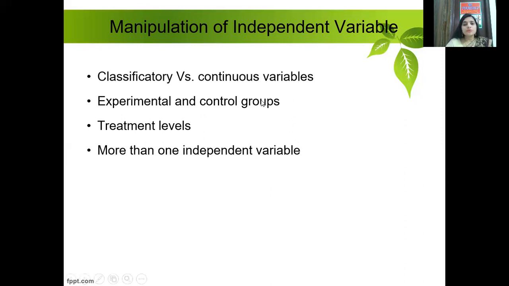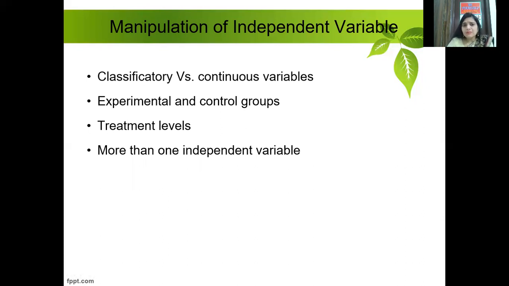Experimental and control groups. There are always two groups. One group is controlled and the other is experimental. The experimental group would always be manipulated, and that can sometimes be called independent, and sometimes some other variables also come up rather than the independent variable. We will discuss it in another one or two slides.